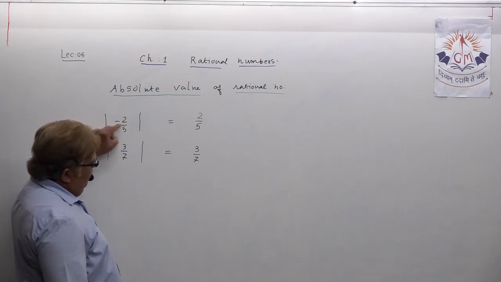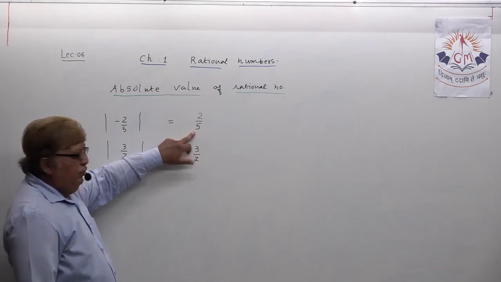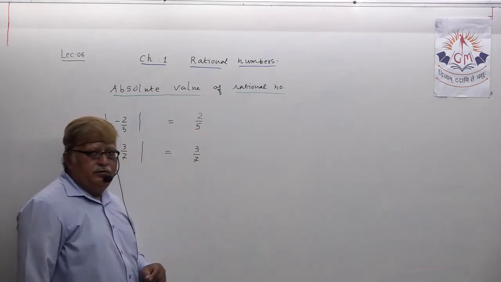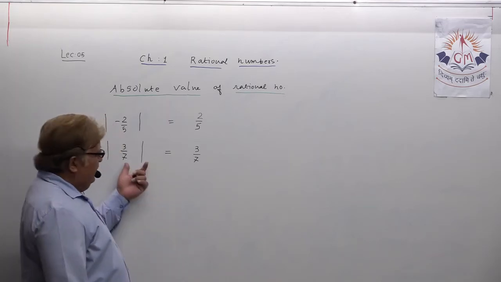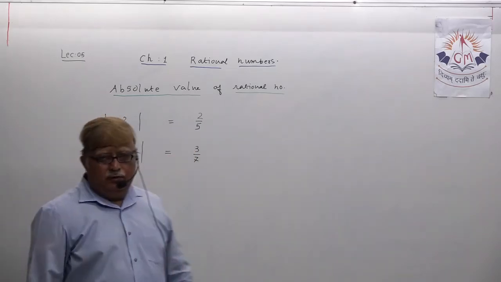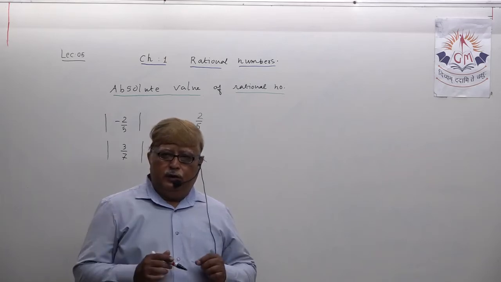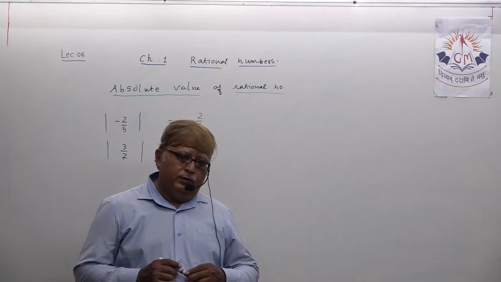Negative sign we ignored and we just wrote the value 2 upon 5. Here the positive sign doesn't mean that it turns negative. Mind this. You just have to write the value of the number without considering the sign. That is called the absolute value of any rational number.